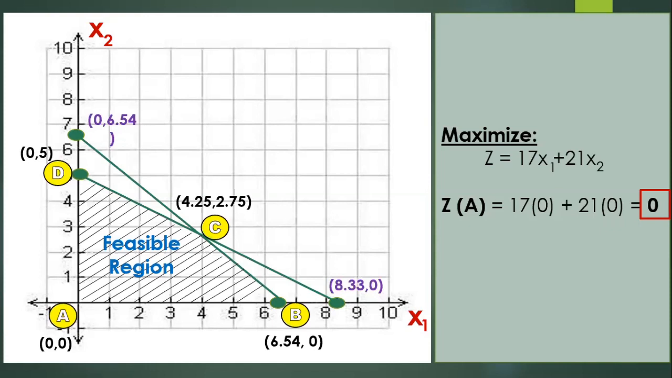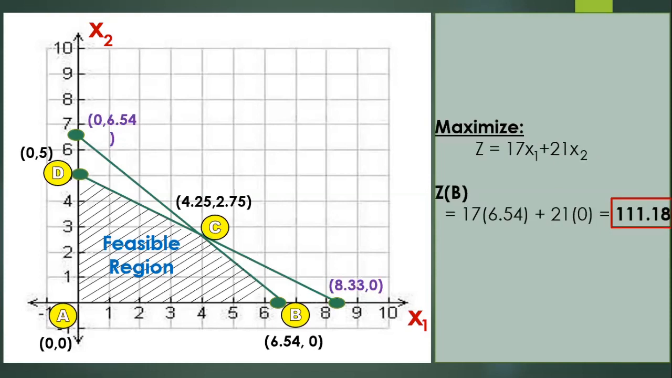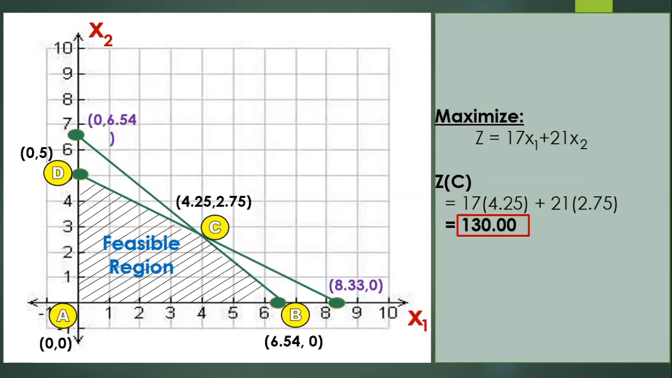Next is to substitute the values of our extreme point B. So 17 times 6.54 plus 25 times 0 equals 111.18. Substituting the values of our extreme point C, that would be 17 times 4.25 plus 25 times 2.75, which would be 130. And lastly, substituting the values of our extreme point D, that would be 17 times 0 plus 25 times 5, which would be 105.